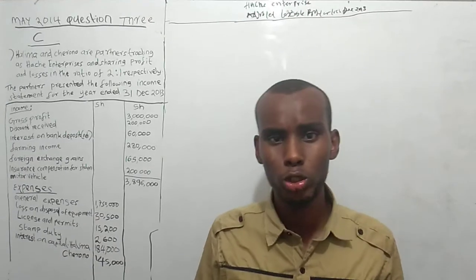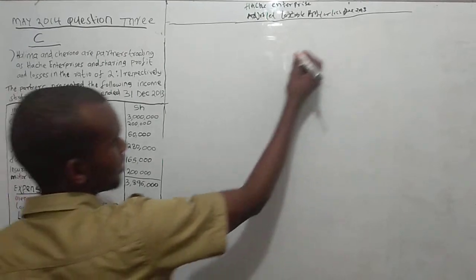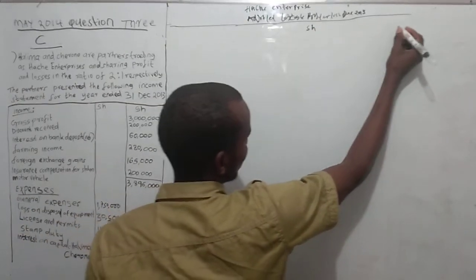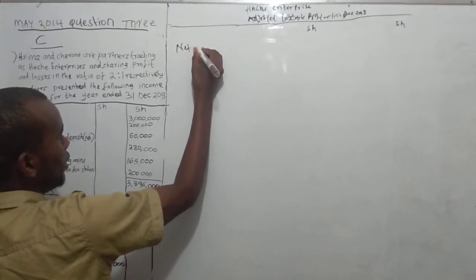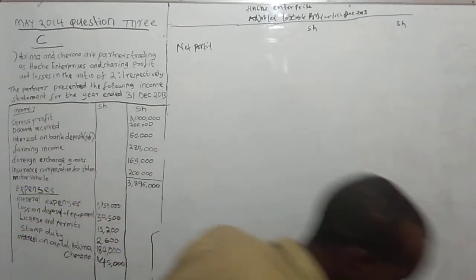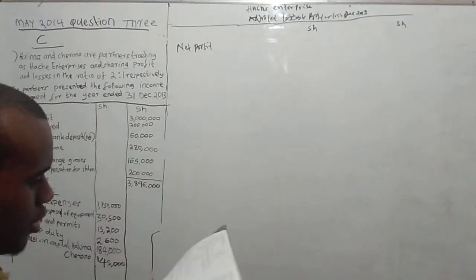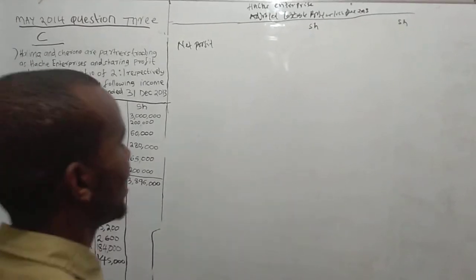So let me start with the question. Let's start with the net profit. Then let's have two columns here, shillings and shillings. If I look at my question, the net profit is 308,700.